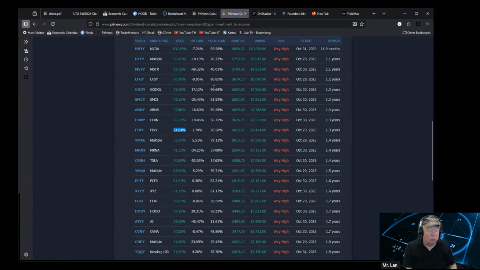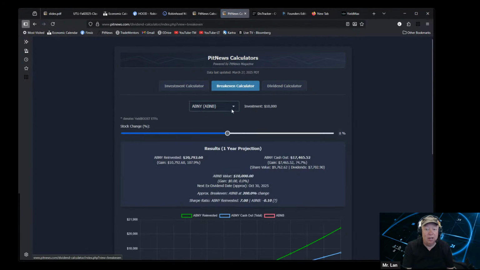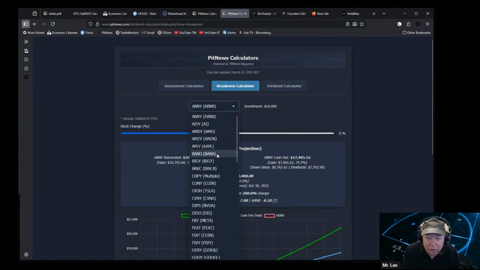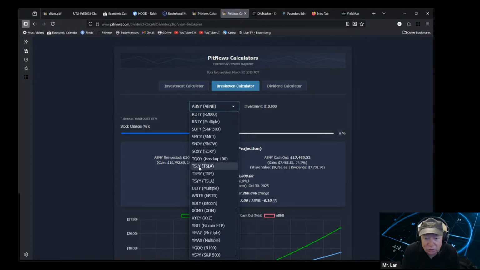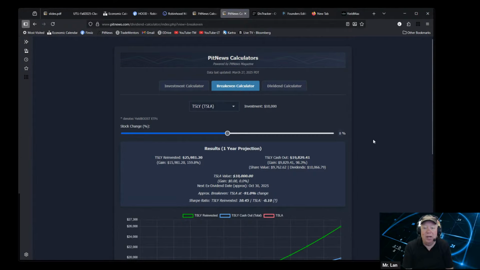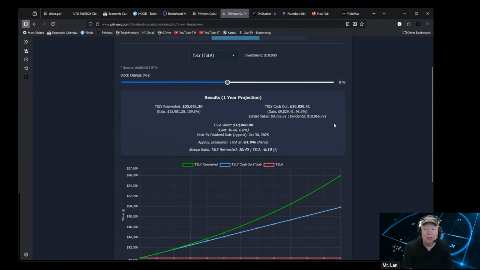And so that brings us over to the next calculator. So let's come over here, and we're going to go up to the next calculator, the break-even calculator. Now, we've been using Tesla, so let's go pull up Tesla again. TSLY. Let's just do TSLY. All right, this is the YieldMax Tesla Fund. This is the one I have. And so you can see how this is set up.